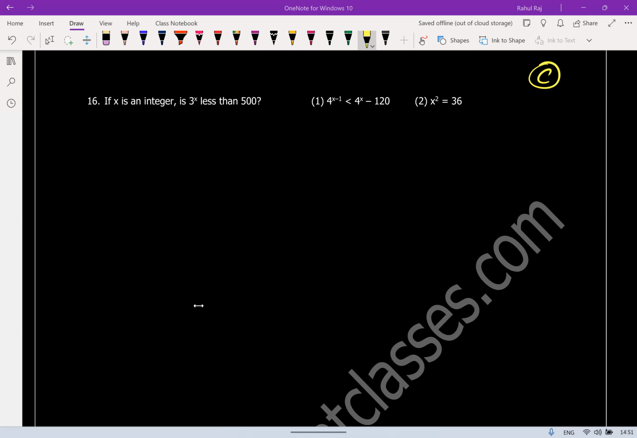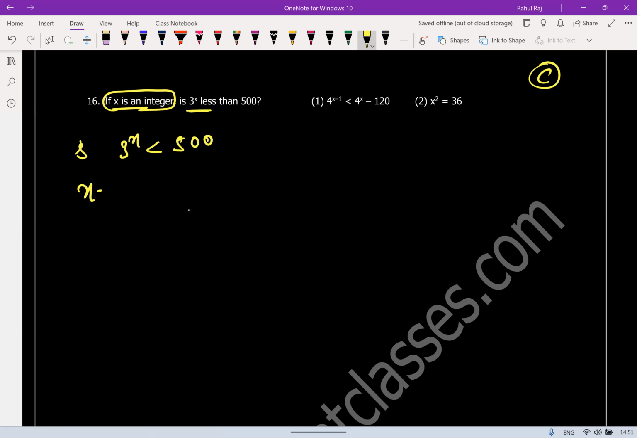The question is simple. It's just that you have to understand a bit. That's all. The question says: if X is an integer, is 3 to the power X less than 500? Now just think, when is this condition possible? Because you can't go ahead with this question as it is, else you're gone. You cannot do that at all. So just think about when this condition is possible.